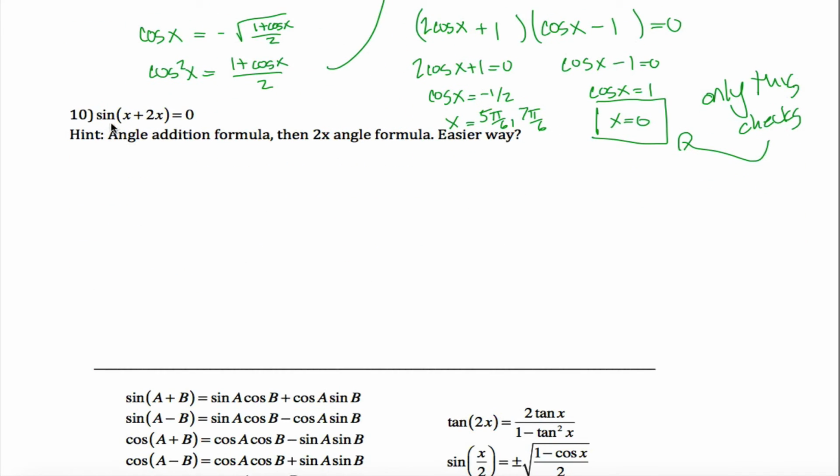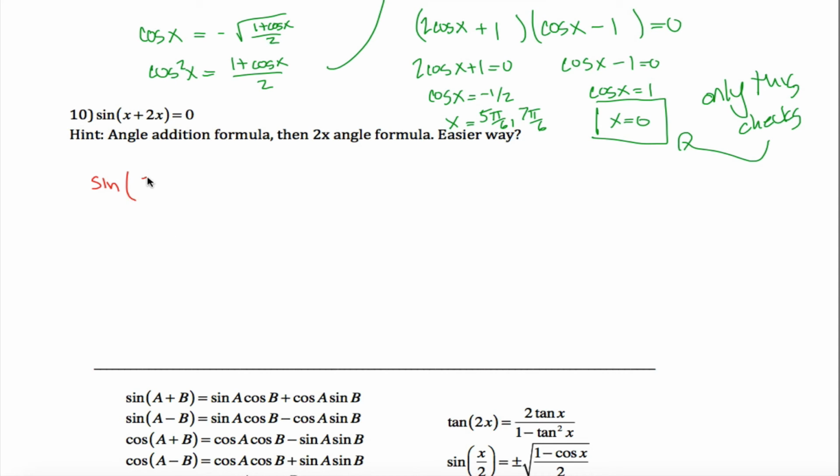Last one here, sine of x plus 2x. Hint, use the angle addition formula. Oh, because it's something plus something, okay. Then the double angle formula, oh, because I'll have a 2x in there, okay. Man, that's going to be terrible. Is there an easier way? You bet there is. Quite a bit easier.